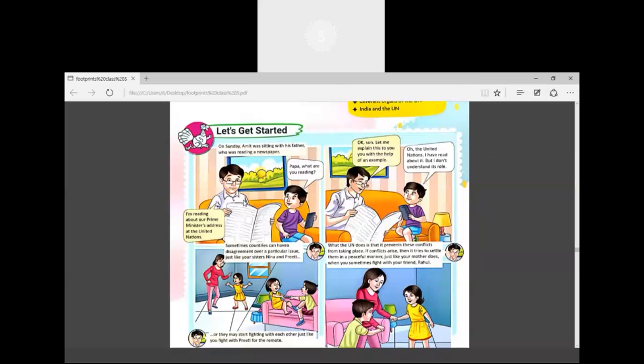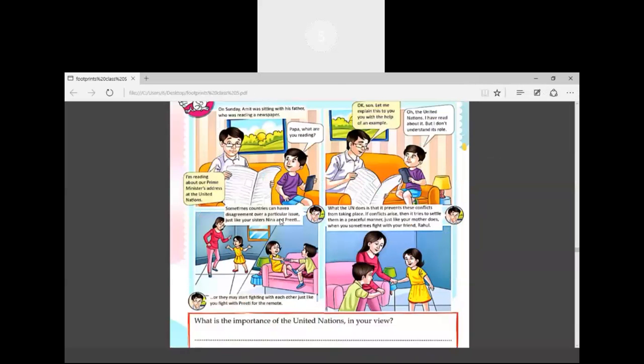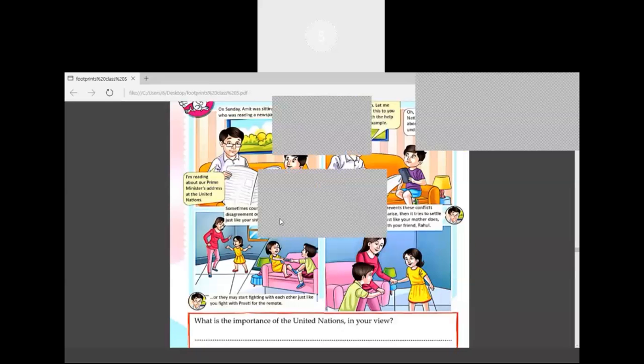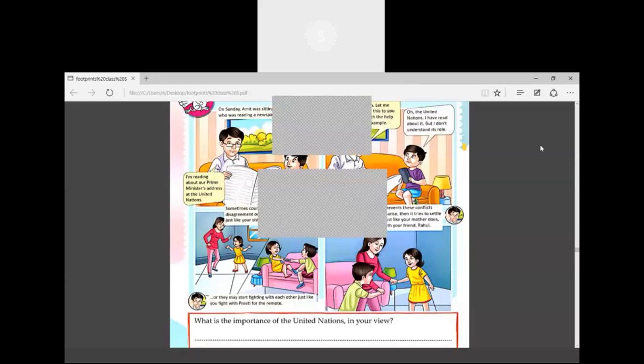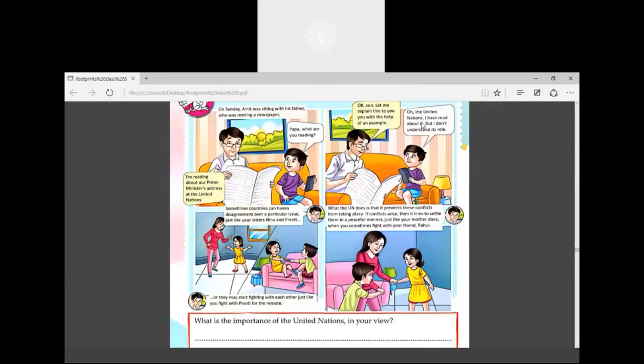Once again, I'm starting this story. This story starts when Amit's father was reading a newspaper, and Amit asked, "Papa, what are you reading?" His father replies that he is reading our Prime Minister's address at the United Nations. Then Amit asked, "The United Nations, I have also read about it, but I don't know what role it plays. What is the work of the United Nations?"